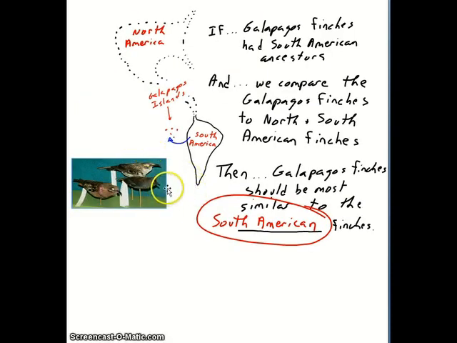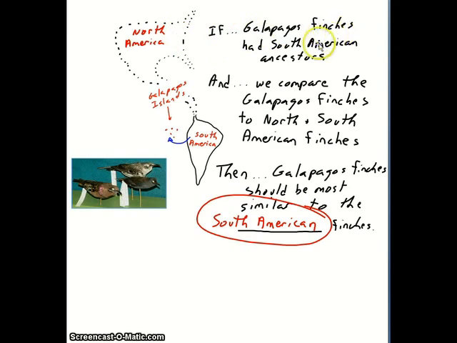If we consider the finches that live on the Galapagos Islands. Now, originally Darwin didn't know they were all finches. There's some 13 species of finches there, but he thought they were different species of birds. But later experts identified them as finches. Well, we can then compare the finches on the Galapagos Islands to finches in South America and North America. And we'll apply our reasoning.